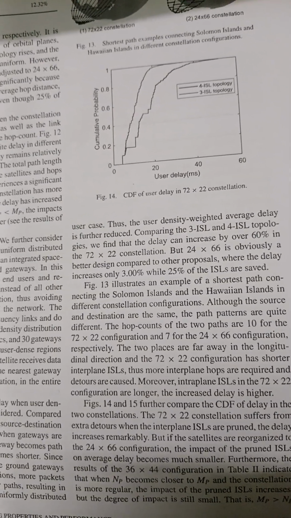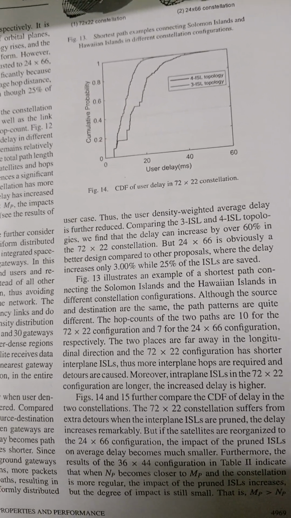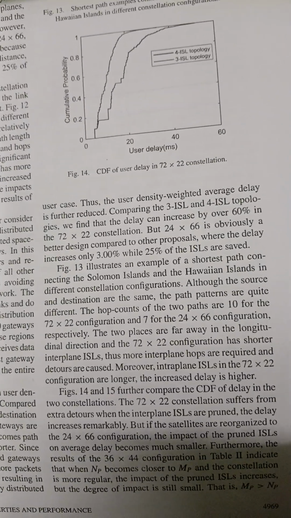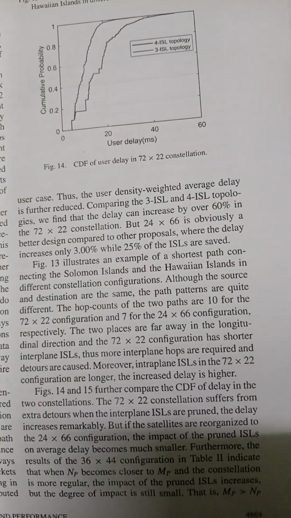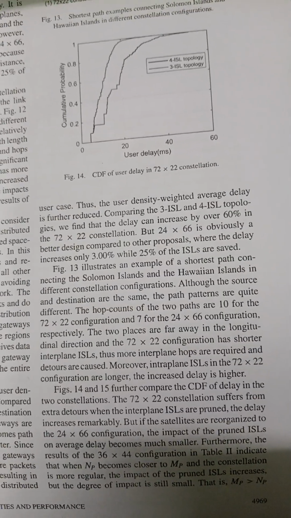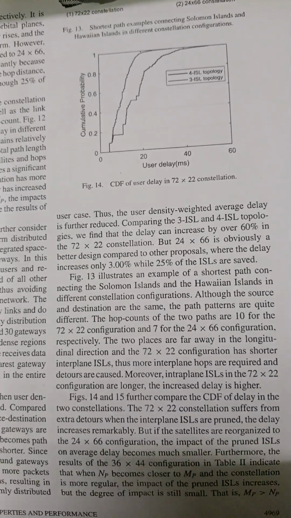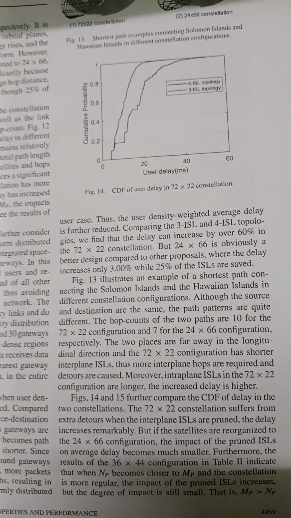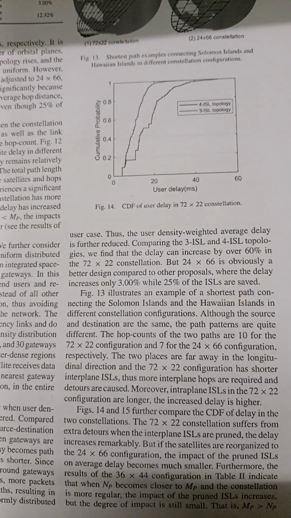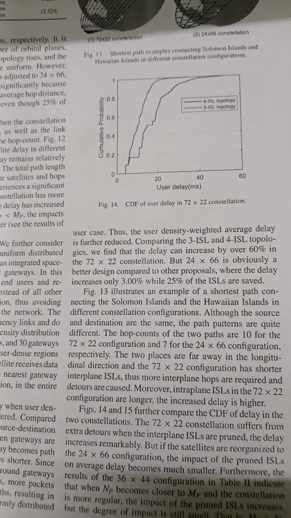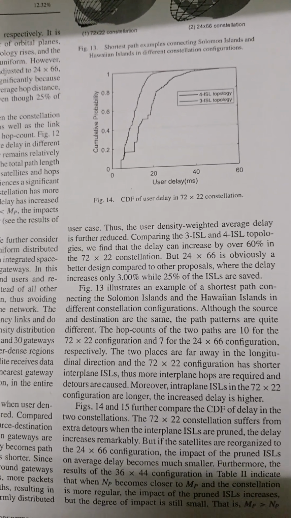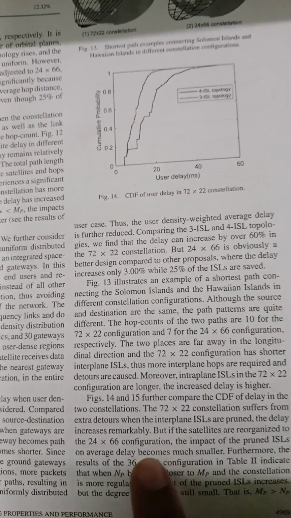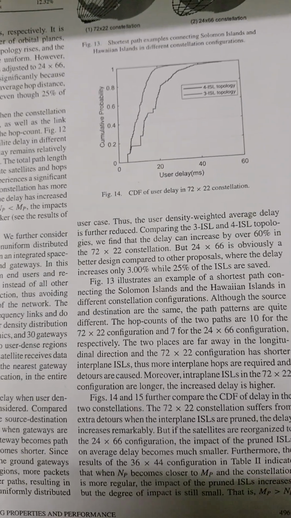Moreover, intraplane ISLs in the 72x22 configuration are longer. The increased delay will be higher. Figure 14 and 15 illustrate the further comparison of the CDF of delay in the two constellations. The 72x22 constellations suffer from extra delays when the interplane ISLs are pruned.